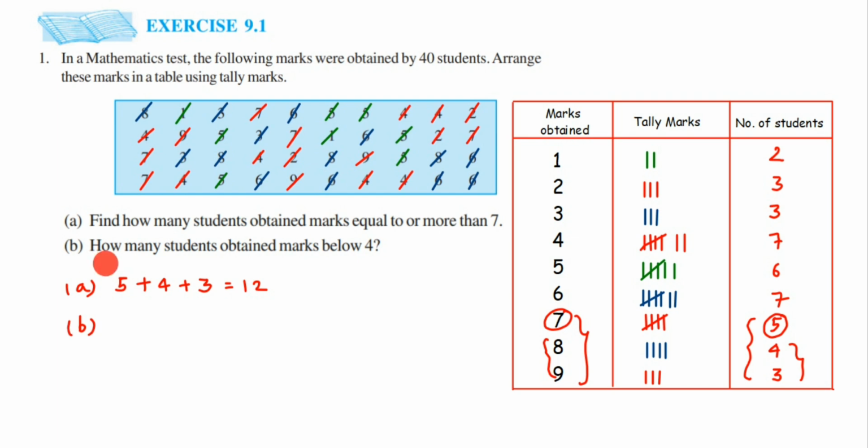Next question: how many students obtained marks below 4? Below 4 means we will not include 4 but marks which are less than 4, that is 1, 2 and 3 marks. For that we have to consider the students who obtained 1, 2 and 3 marks. We get 2 plus 3 plus 3, that is the 3 numbers in the third column. We get 8. This means 8 students obtained marks less than 4.